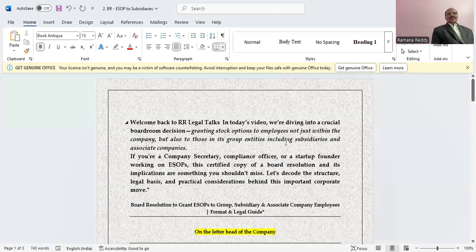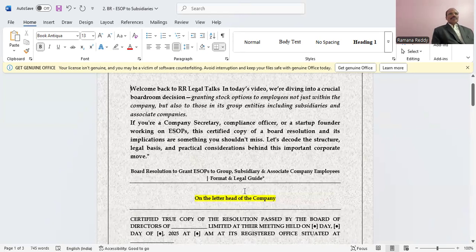In today's video, we are diving into a crucial boardroom decision, that is granting stock options, granting ESOPs to employees, not just within the company but also to those in its group entities, including subsidiaries and associate companies. If you are a company secretary, compliance officer, or startup founder working on ESOPs, this certified copy of the board resolution and its implications are something you shouldn't miss. So let's decode the structure, legal basis, and practical considerations behind these important corporate moves.